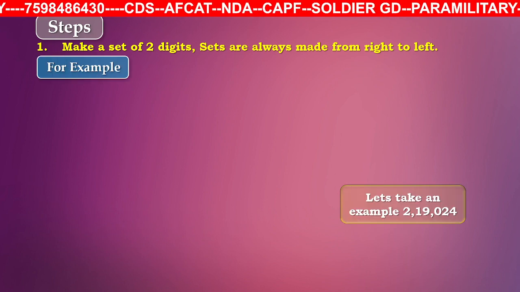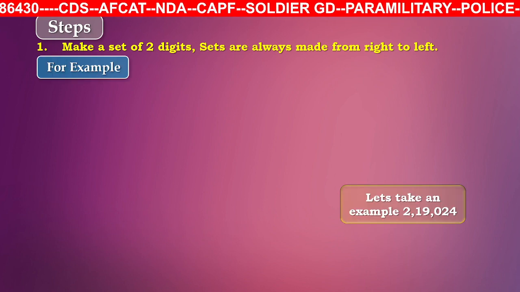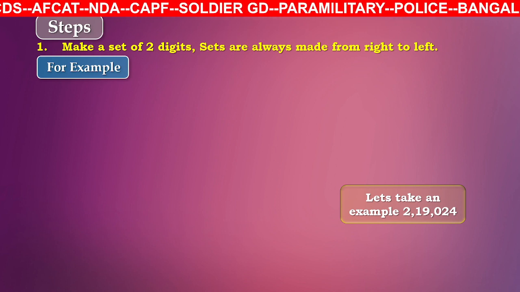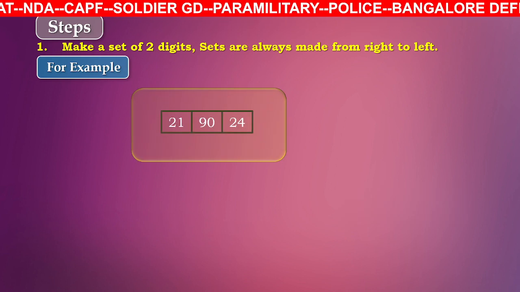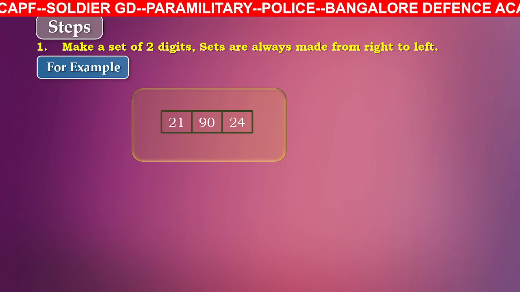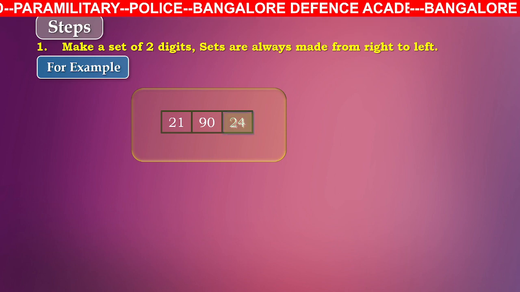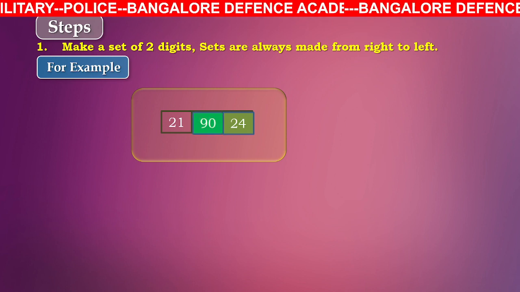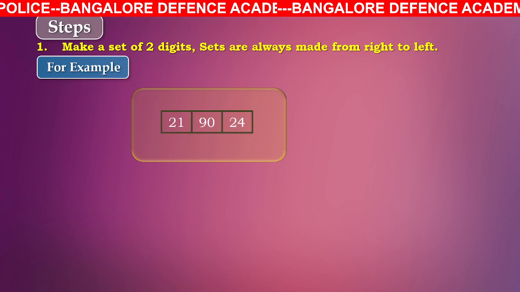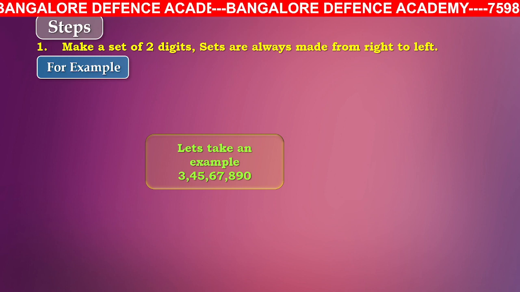For example, we have this number 2, 1, 9, 0, 2, 4. So start making the sets from right to left. Make a set of 2 digits from right to left. So this is 24 a set, 90 a set and 21 a set. Got it? Let me practice one more question.